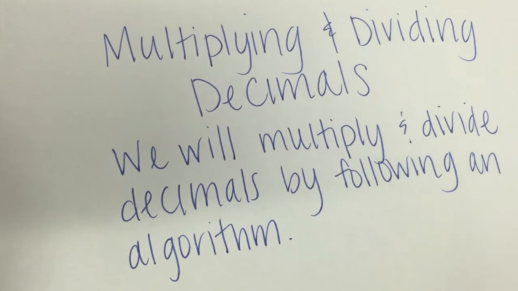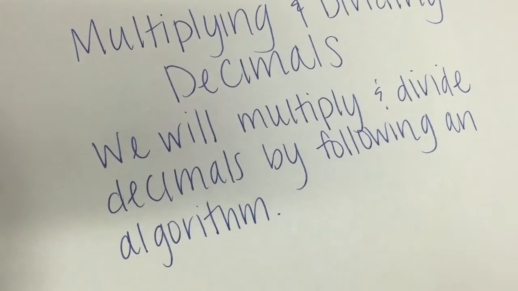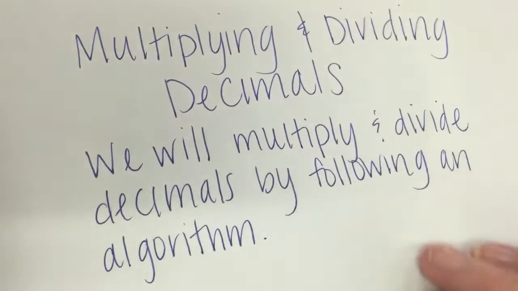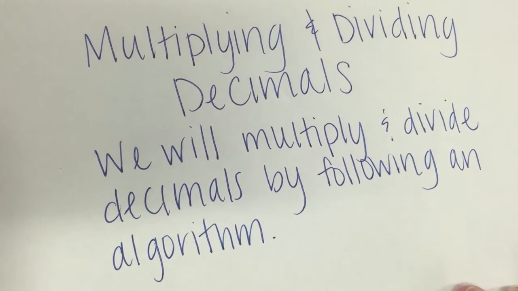Today we're gonna be talking about multiplying and dividing decimals. So real quick, in your journals, please jot down our learning target. We will multiply and divide decimals by following an algorithm. Remember, an algorithm is just a process. Also Miss Green's favorite word. Yes, it is.